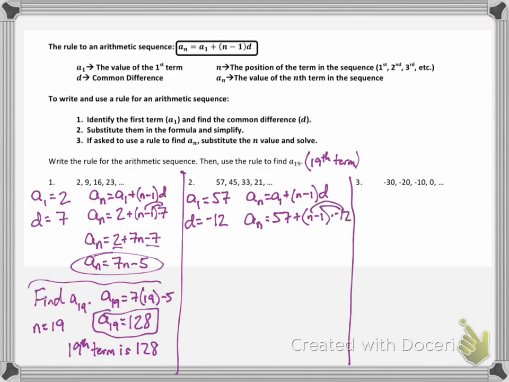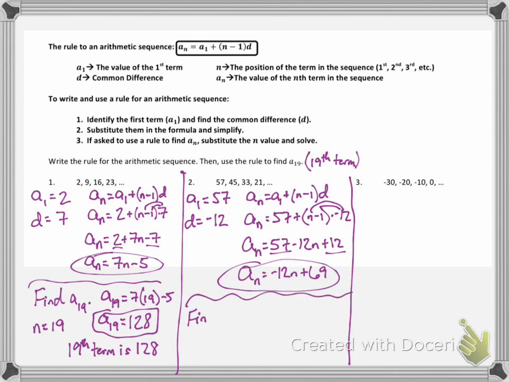So again, I'm going to distribute the value for D. It's being multiplied to the n minus 1. Distribute that in. So I'll get 57 minus 12n plus 12. Just watch your signs. Don't make any goofy algebra mistakes there. Combine your like terms, your 57 and 12. You'll get negative 12n plus 69. That'll be your rule.